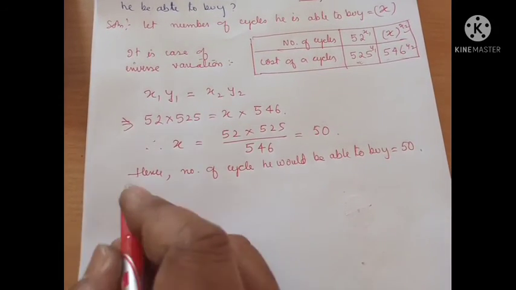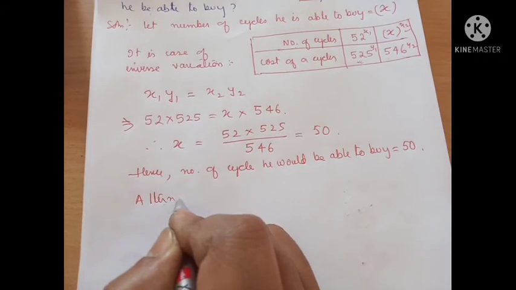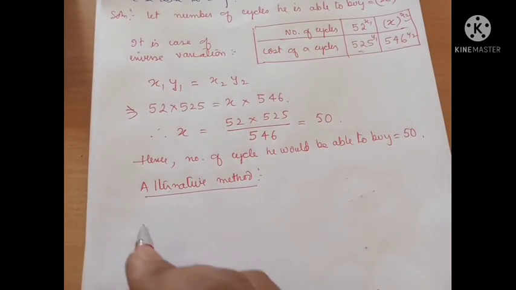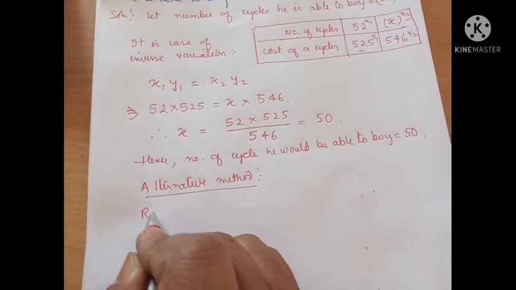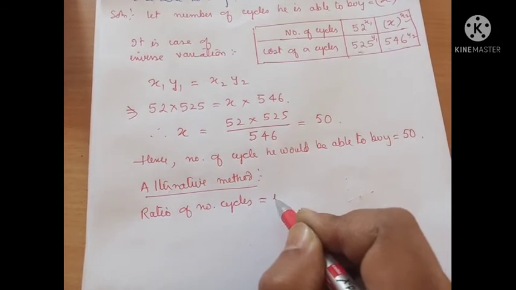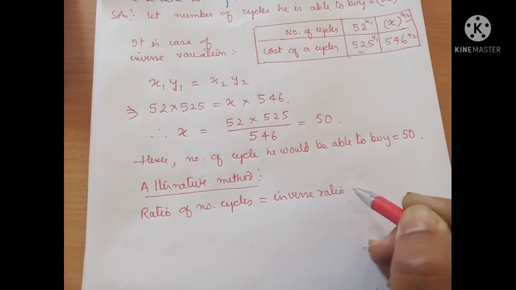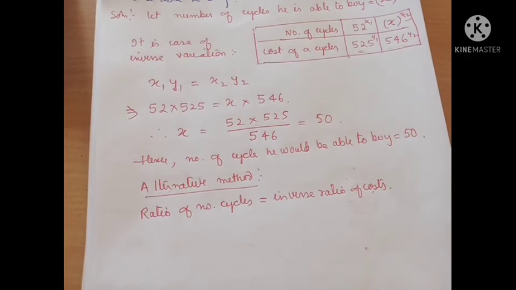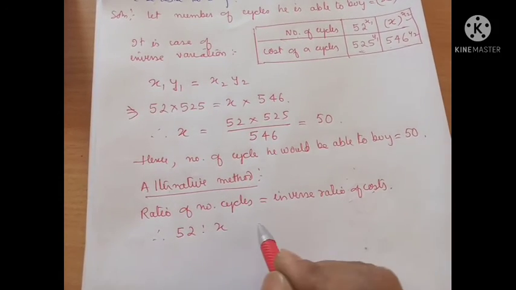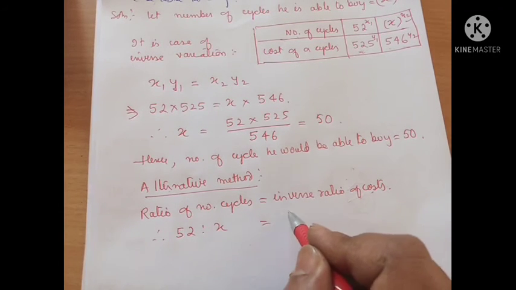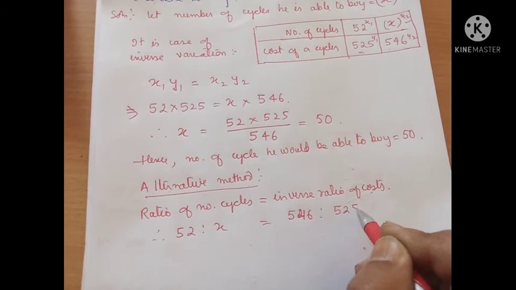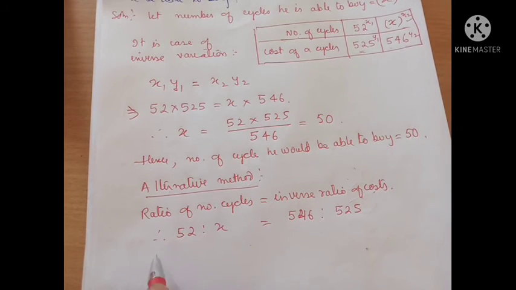So there is an alternative method also to find out the number of bicycles. In the alternative method, the second method, we can work with the ratio: the ratio of number of cycles is equal to the inverse ratio of cost. So what is the number of bicycles? The number of bicycles is 52 is to X, and the inverse ratio of the cost is 546 is to 525.